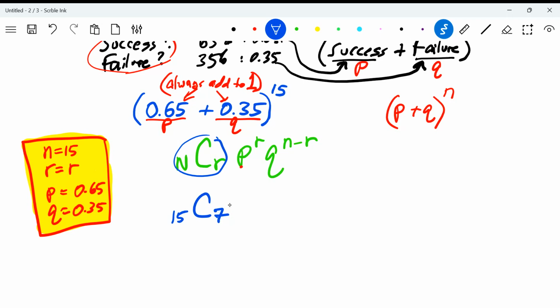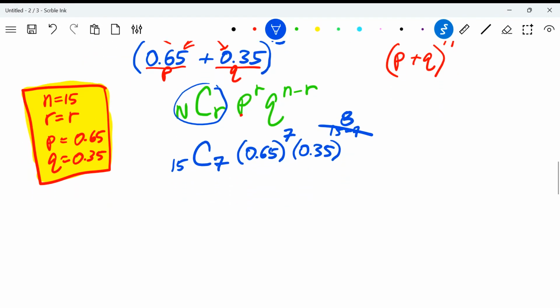And because it's 7 strawberries that you want, strawberry candies, and the P is 0.65, and the R is 7, so we'll put that in there. And the Q is 0.35, and that's to the power 15 minus 7, and I'm just going to change it to 8 here. And then you put that in the calculator.